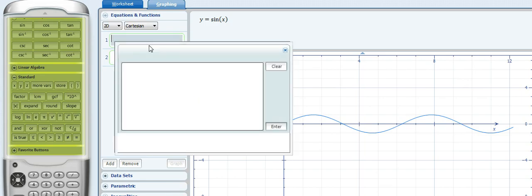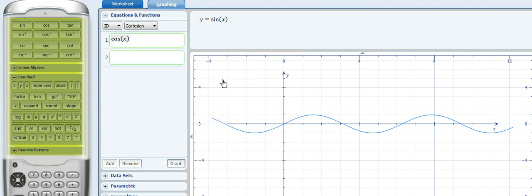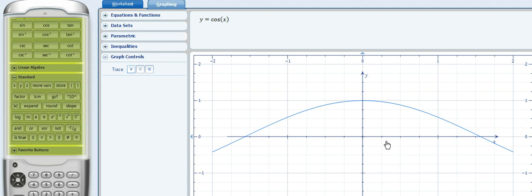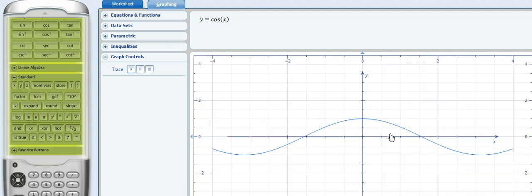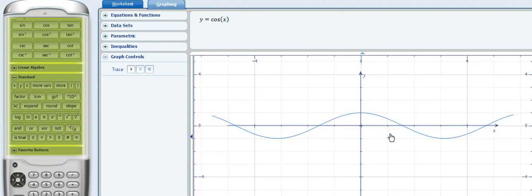I will ask Microsoft Mathematics to draw the cosine x for us. Let's graph it. Okay, that's it. This is its graph. As you can see, it's easy to know the points.